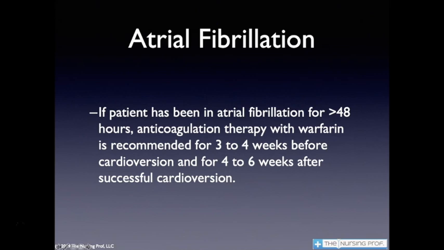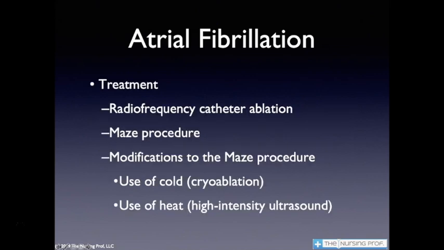So here again, it's just talking about the patient with atrial fib, that we want to anticoagulate them prior to the patient getting a successful cardioversion. Some other possibilities, again, radiofrequency catheter ablation. So again, what they're doing is going in either with radiofrequency, the catheter, or using severely cold cryoablation or heat, high-intensity ultrasound, to burn that area of the heart where all of these aberrant electrical activities are coming from.